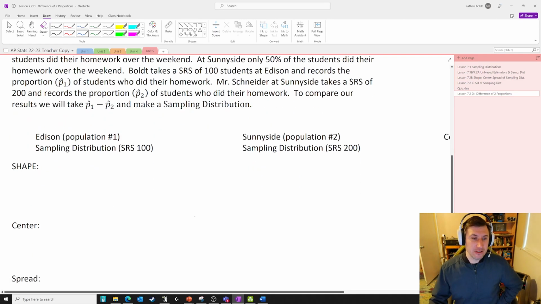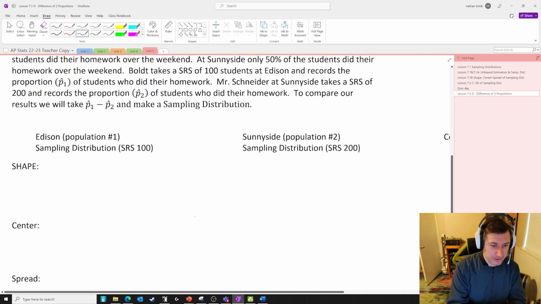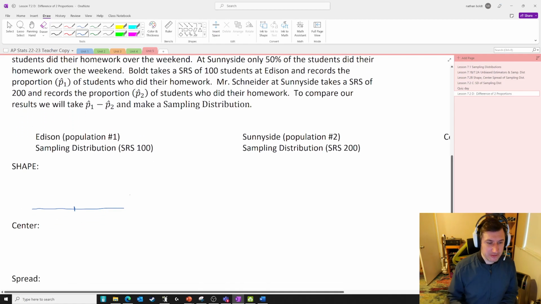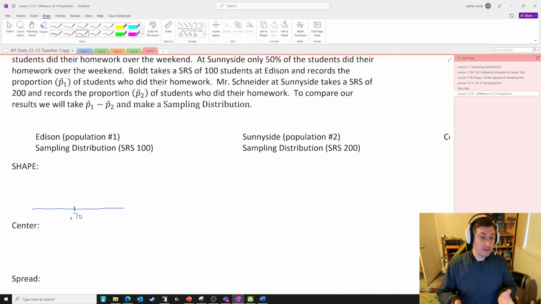First off, shape. Let's just talk about Edison for a second. What does Edison's sampling distribution look like? Well, we know the parameter was 70%, so the sampling distribution for Edison will be centered around 70%. Of course, I may not get a sample exactly like the proportion for the parameter. Sampling variability, right? But we know this is going to be normal. Ooh, I have to check that though, don't I? Yes, I do.